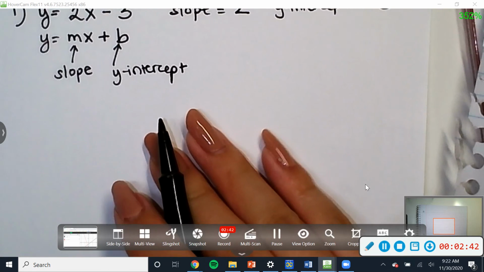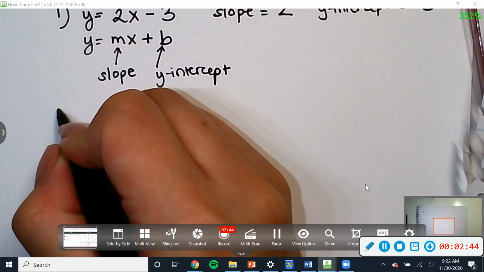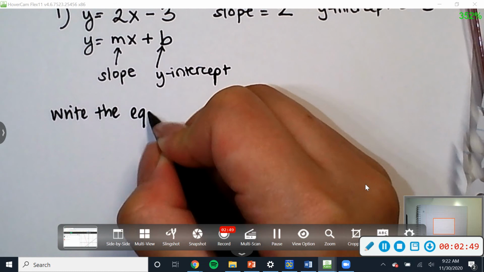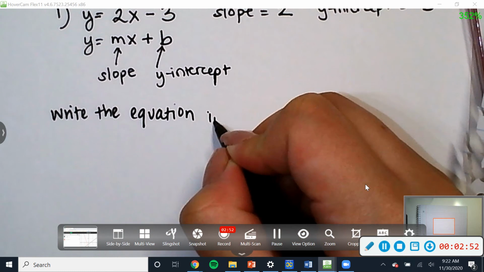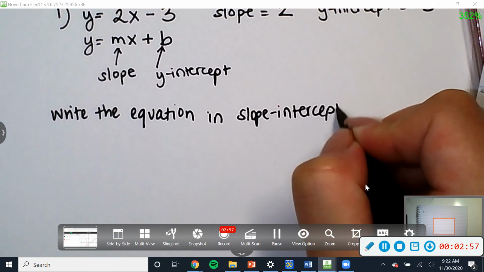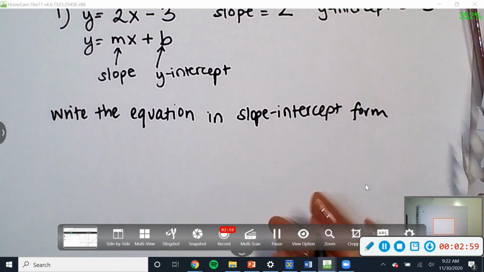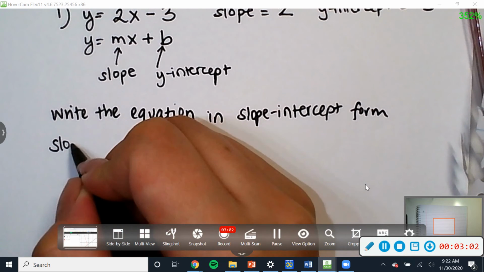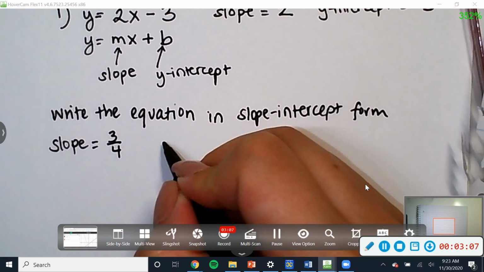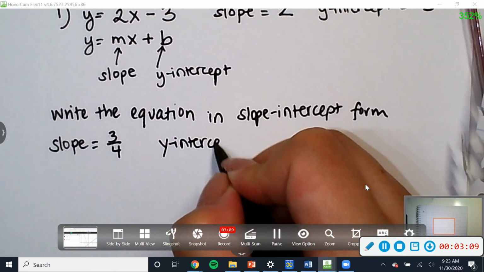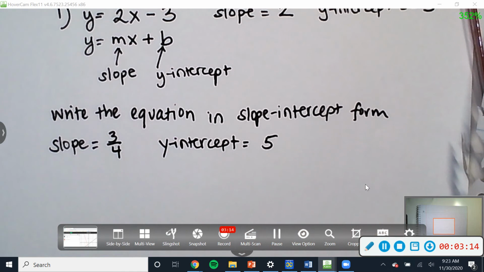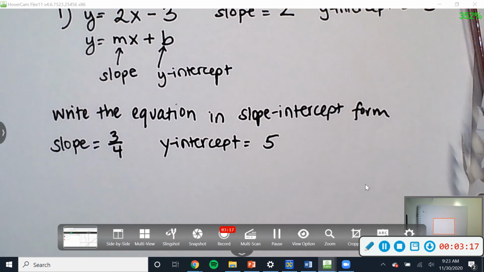If we have another problem here, and we need to write the equation in slope-intercept form, and we are given the slope and the intercept. So our slope is going to be 3/4. Our y-intercept is 5. And we need to now write an equation ourselves.